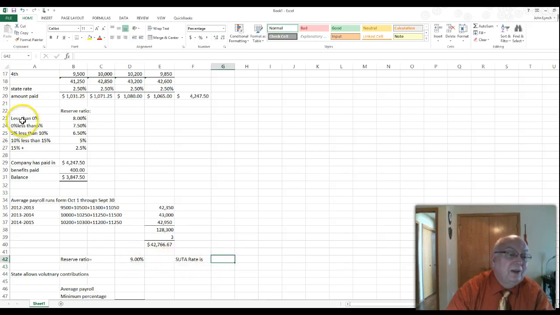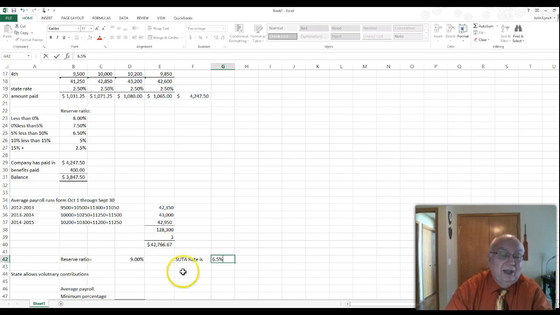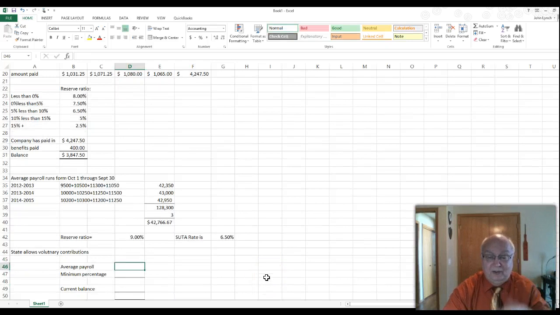So your SUTA rate, you come back up to this little chart here that I made up, and you say, okay, 9% is 5%, but it's less than 10, so your reserve ratio is 6.5. That's not your reserve ratio, but your tax is 6.5%. So that's your state unemployment tax rate for the coming year. That's how they do that.